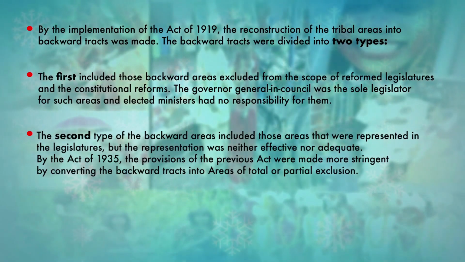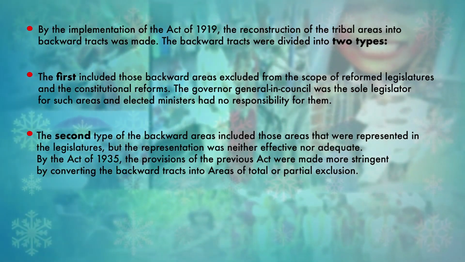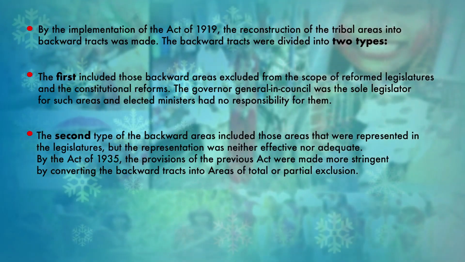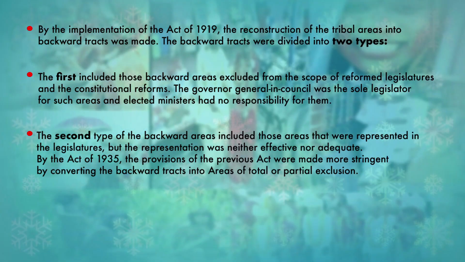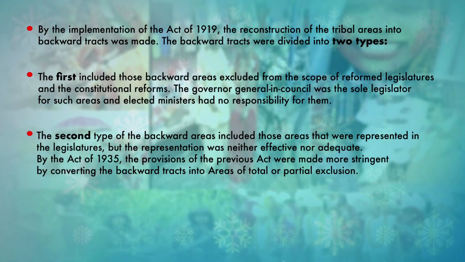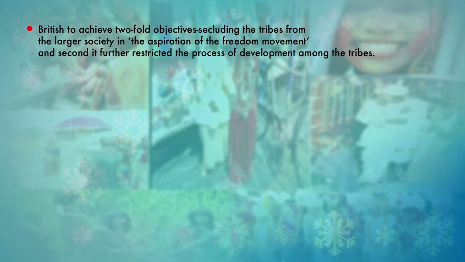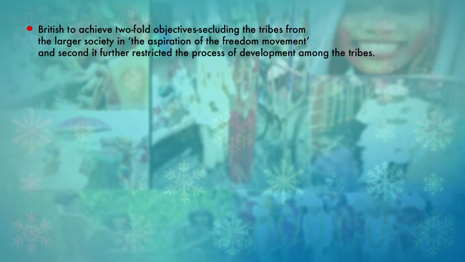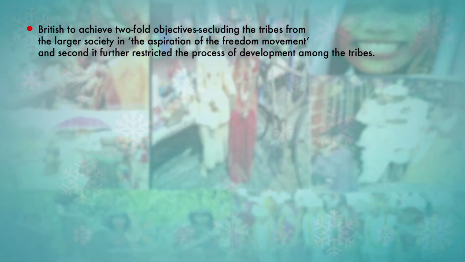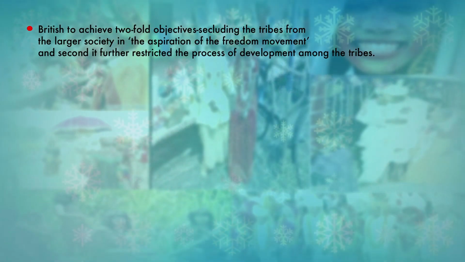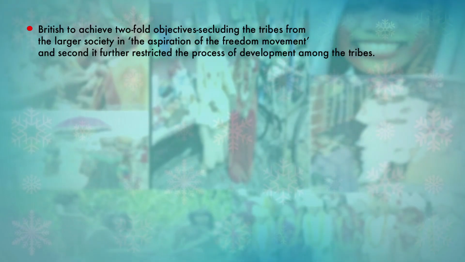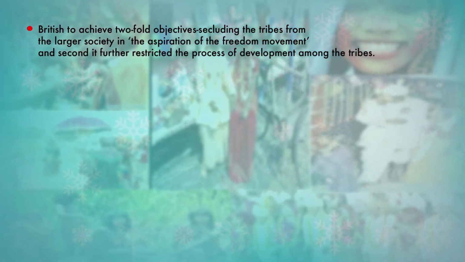And the second type of backward areas included those areas that were represented in the legislatures, but the representation was neither effective nor adequate. By the Act of 1935, the provisions of the previous Act were made more stringent by converting the backward tracts into areas of total or partial exclusion. So, in order to achieve a twofold objective, the British were secluding the tribes from the larger society and the aspiration of the freedom movement, and secondly, further restricting the process of development among the tribes.